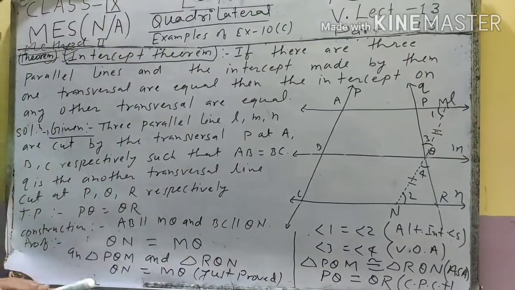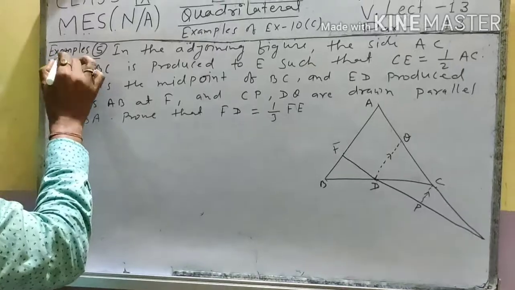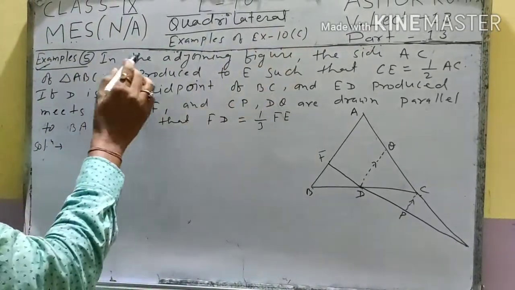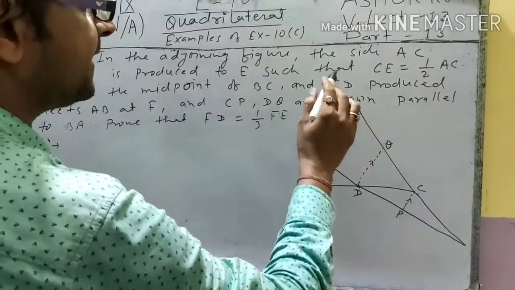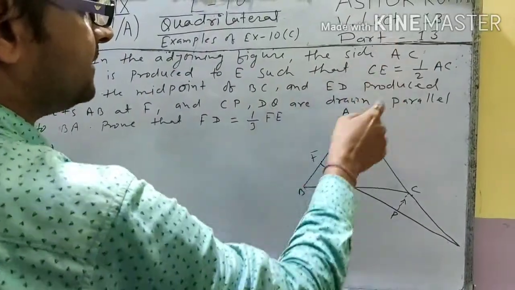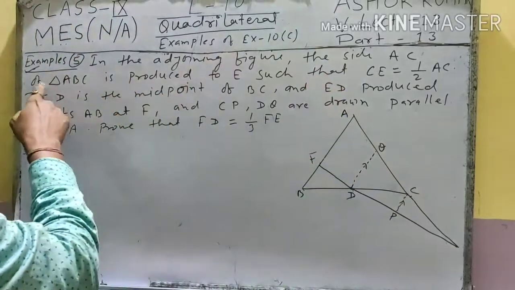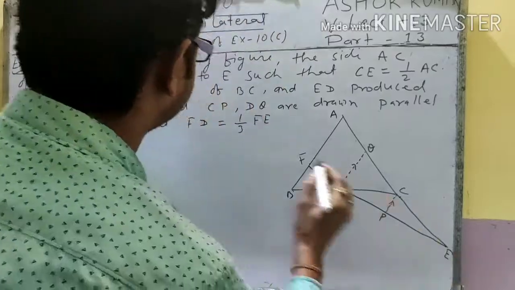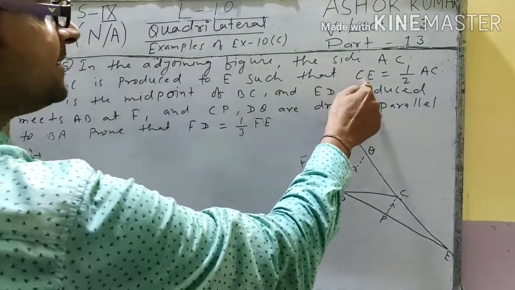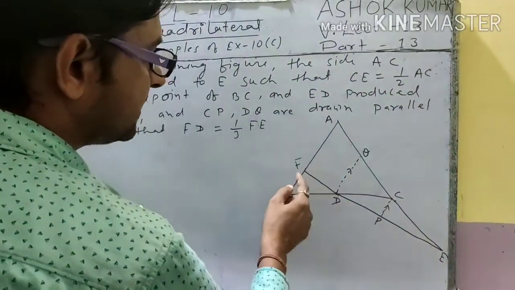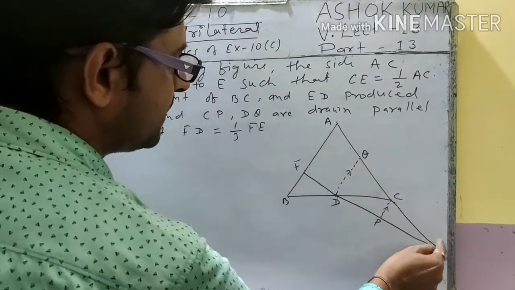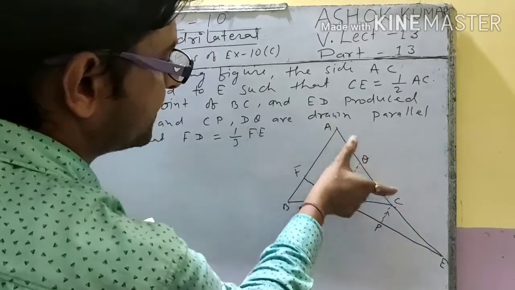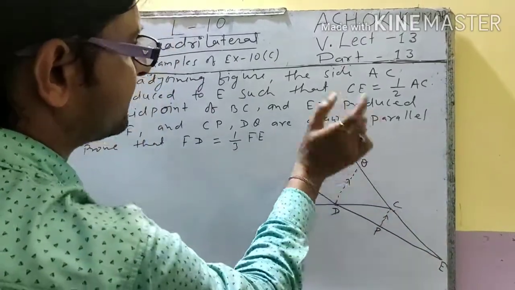The next question is here, student, the last example of exercise 10C. In the adjoining figure, this figure is given here. The side AC of a triangle ABC is produced to point E such that CE is equal to half AC. That means this side is equal to half of this side.